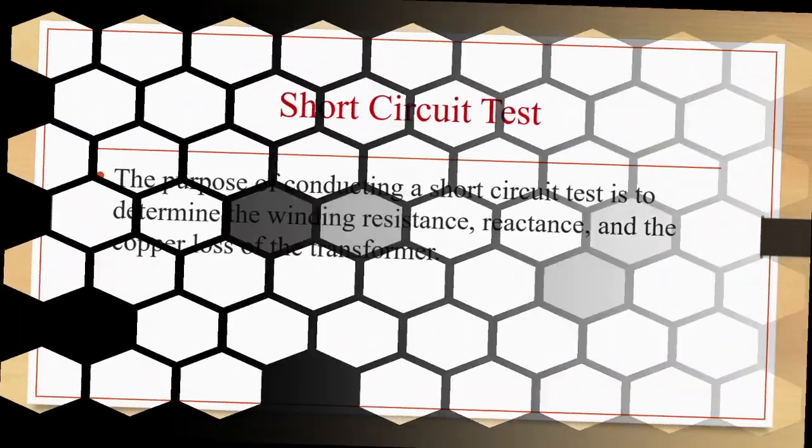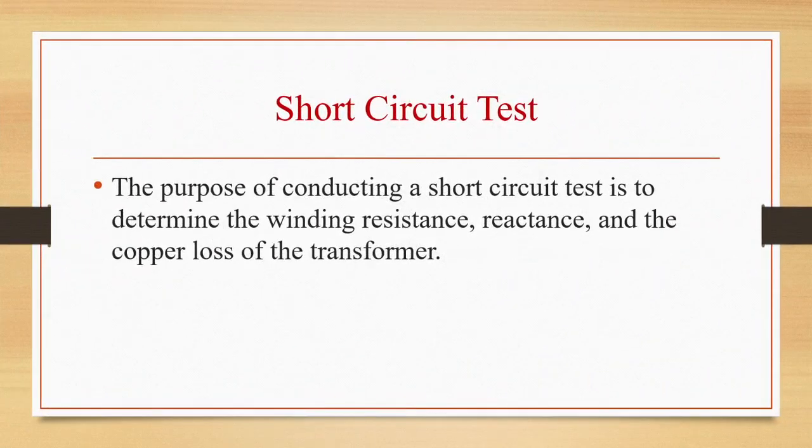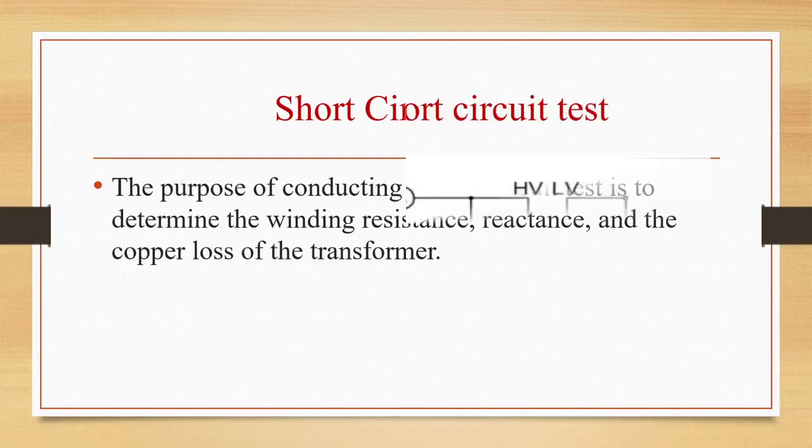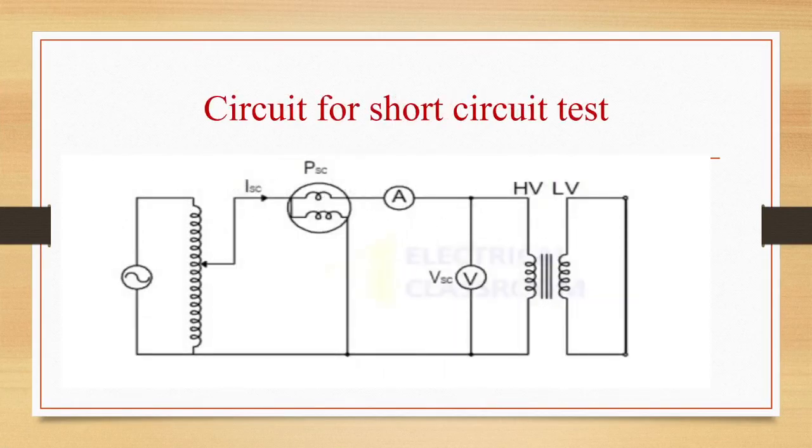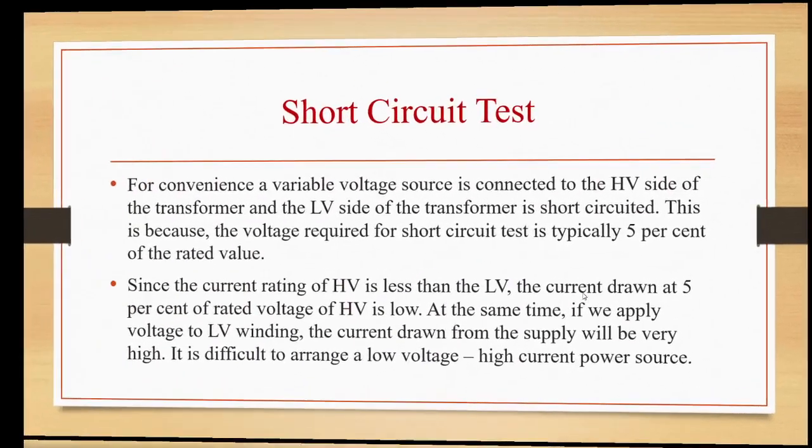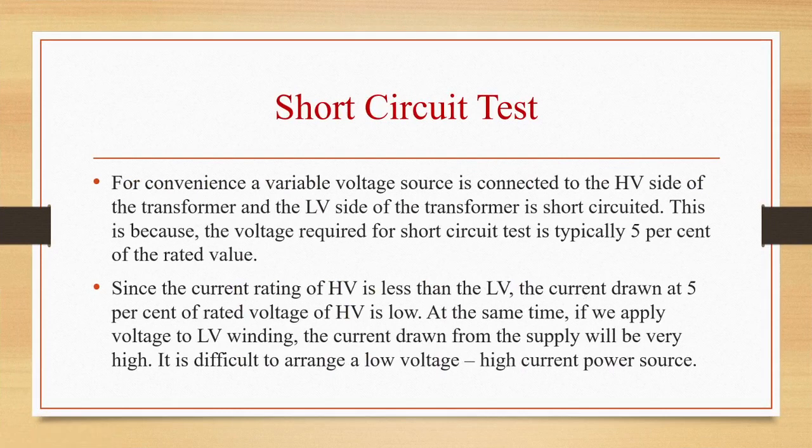Now let us see short circuit test. The purpose of conducting a short circuit test is to determine the winding resistance, reactance and copper loss of the transformer. Iron losses from OC test, copper losses from short circuit test. This is the circuit diagram for short circuit test. We are short circuiting the low voltage side, and to the high voltage winding we are applying the alternating voltage through variac. Wattmeter, ammeter and voltmeter are connected. Current through and voltage across we are calculating by varying the variac till we get the rated current.